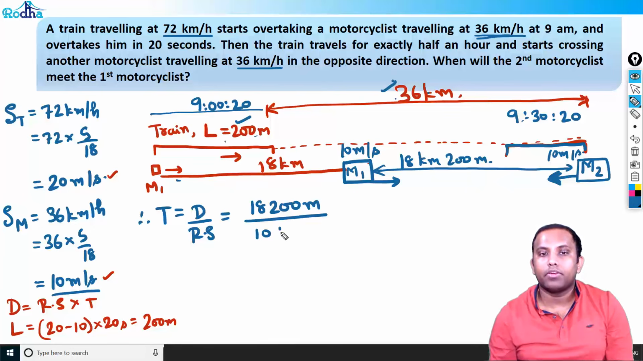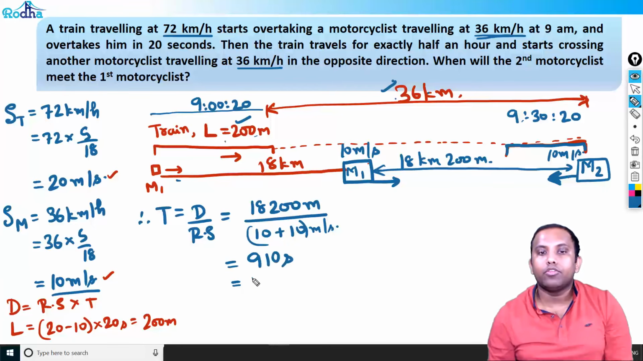Since it is in the opposite direction, 10 plus 10, that is 20 meters per second. How much will it be? It will be 910 seconds, right? What is 910 seconds? It is 15 minutes and 10 seconds.